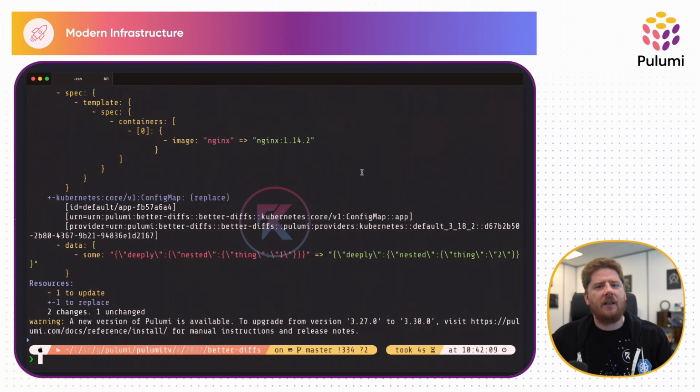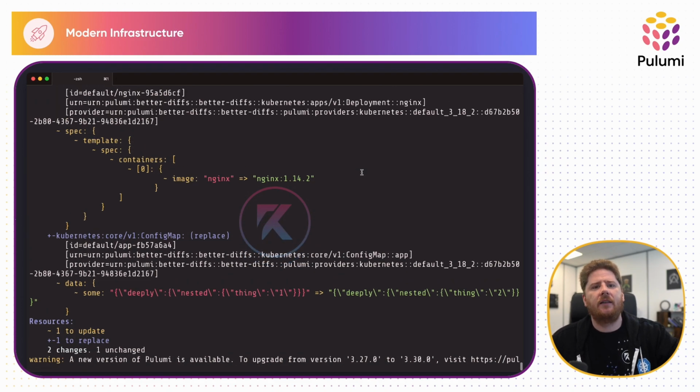And what we'll see here is that we do get a decent understanding of what changed on the image. We have the red of the old and the green of the new. And this is because Pulumi has a pretty good understanding and a strict specification for that object.